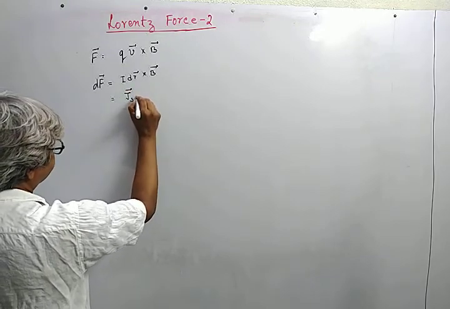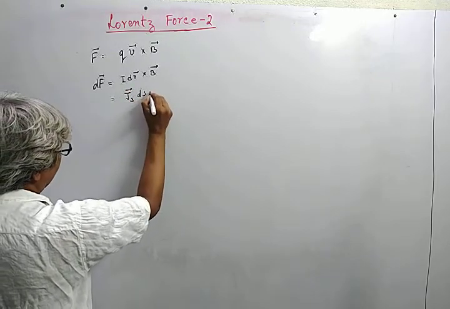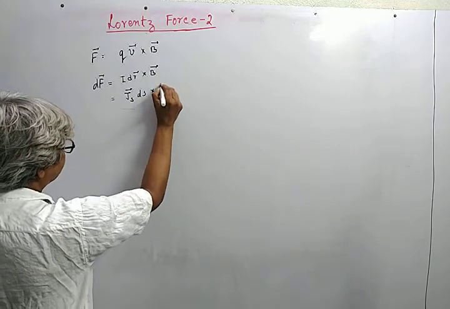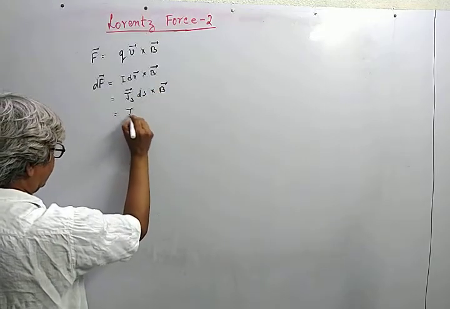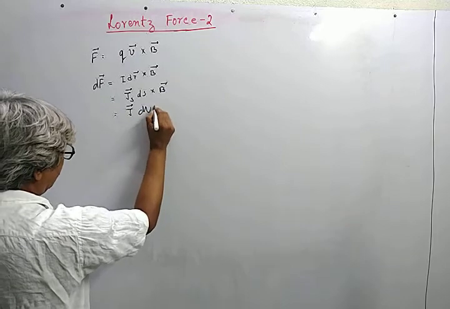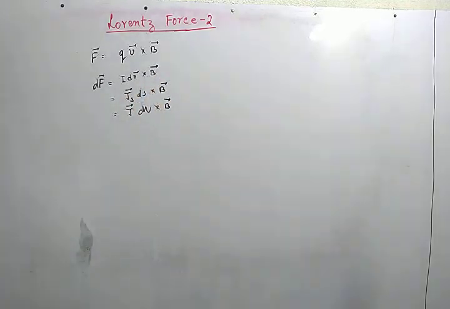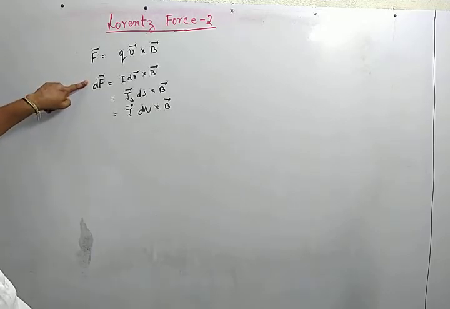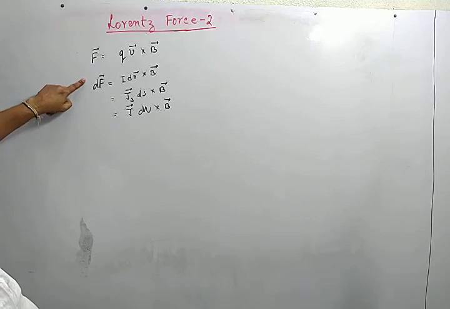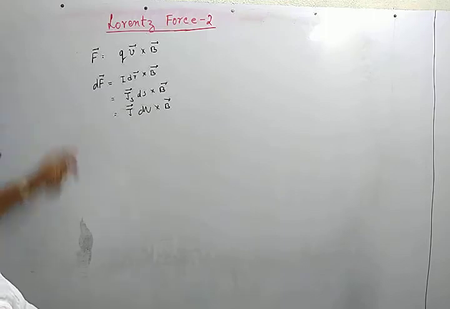Js ds cross B, and for a 3D conductor it is J dV cross B. This is the force that acts on a current carrying conductor. And if you want to find out the total force, one has to integrate it over the geometry of the conductor. Special interest was paid on closed current loop, closed elementary current loop.